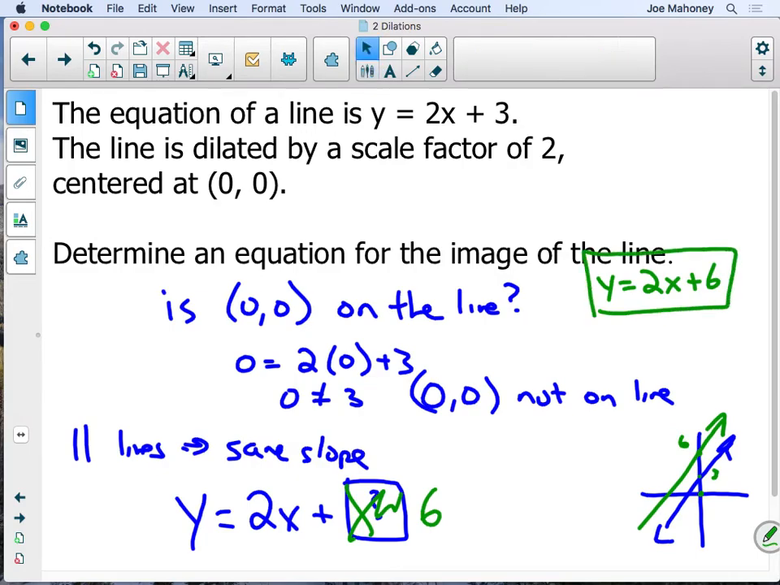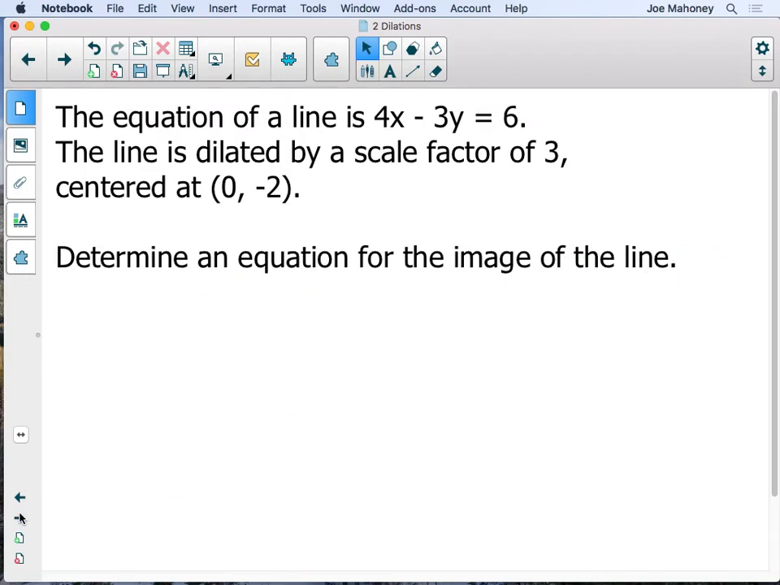And again, that goes with that idea that if the point's not on the line, the dilation goes to a parallel line. Parallel lines have the same slope. We just have to change our y-intercept. Let's try one more. So the equation of this line is 4x minus 3y equals 6. We're going to dilate it by a scale factor of 3.